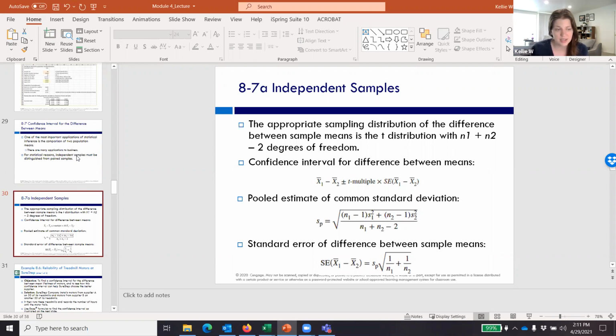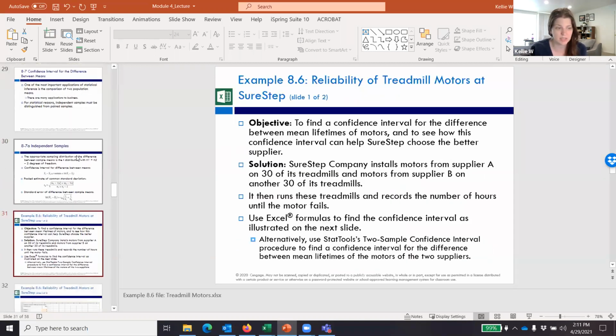That changes the calculations a little bit because we have a pooled standard deviation and then a standard error for the difference between those sample means. Again, don't get hung up on the math here because this is built into the templates. What really matters is how we actually apply this.